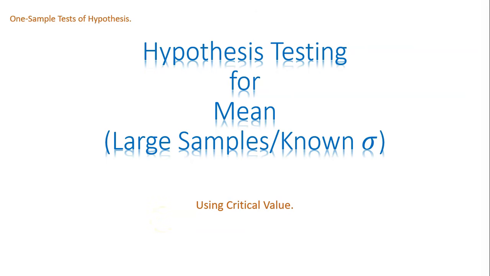Hi, welcome. Today we are going to look at hypothesis tests for mean when the sample size is large or when the population standard deviation is known. And when we say the sample size is large, it means that the sample size, which is n, is greater than or equal to 30.